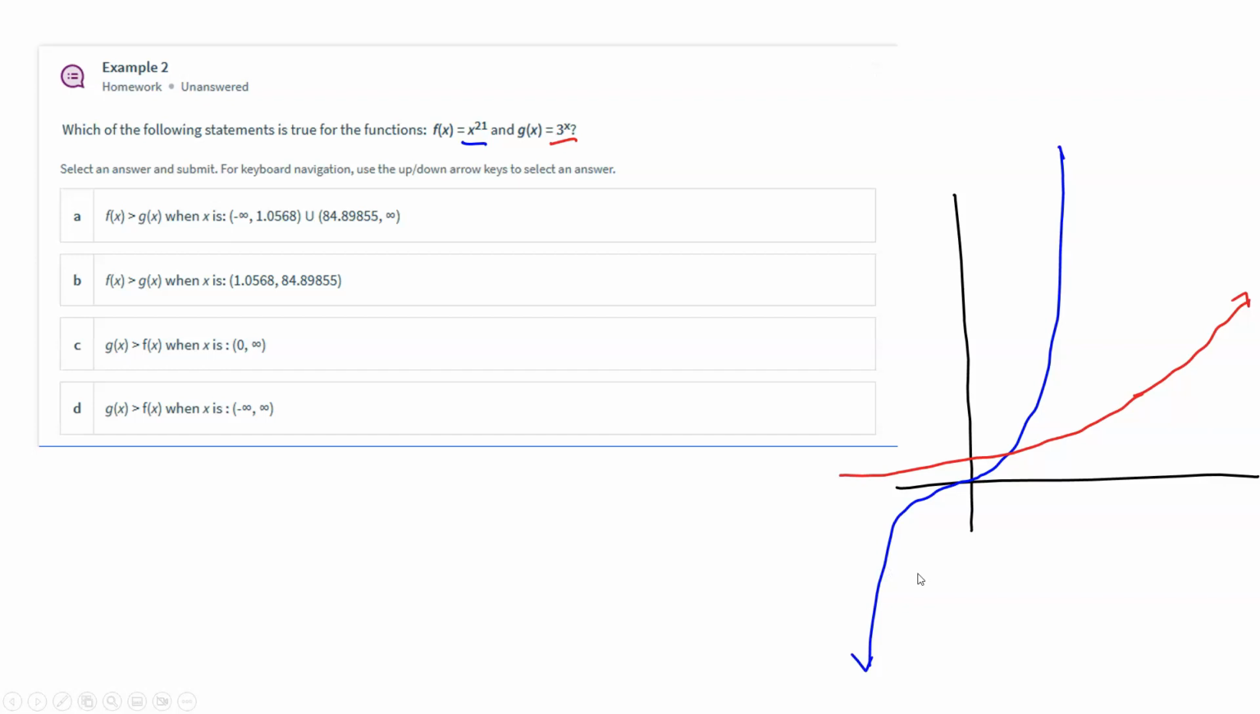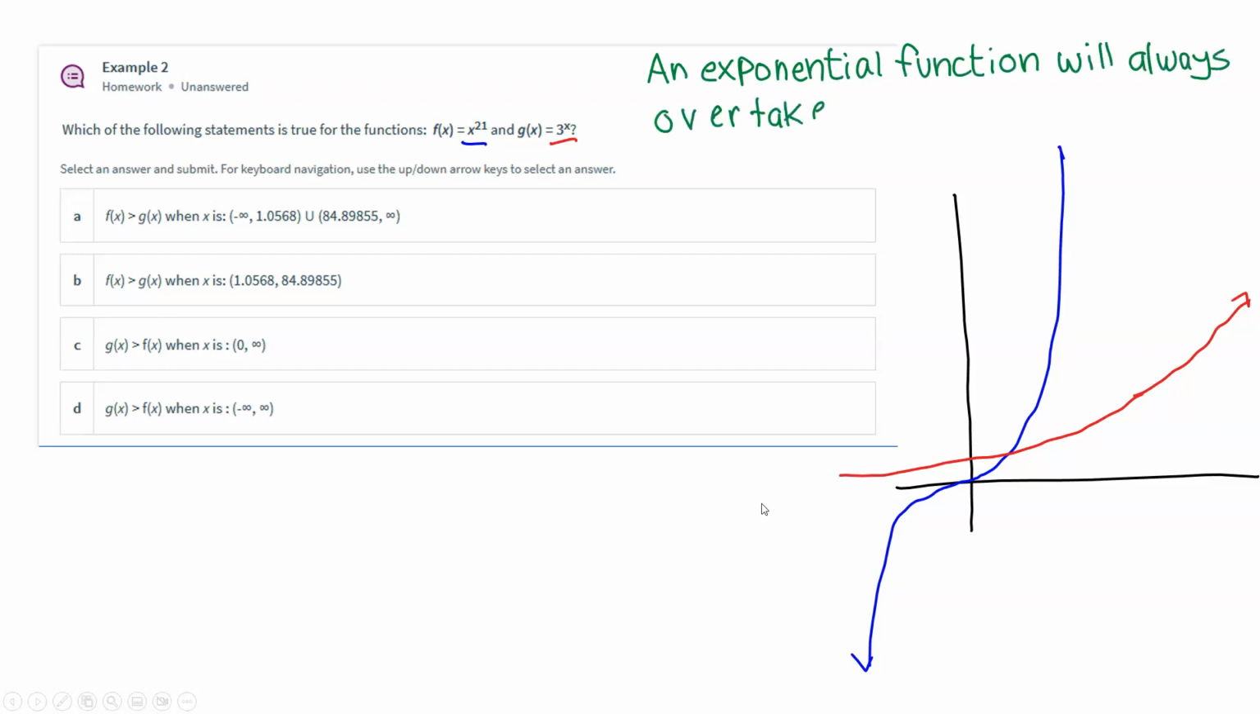However, there is a statement in the notes as well as your textbook that basically says an exponential function will always overtake a power function eventually. So even though it looks like this is going up pretty steeply, this will continue to get steeper and steeper and steeper. It's just that you have to go a pretty far ways out for you to start seeing it.